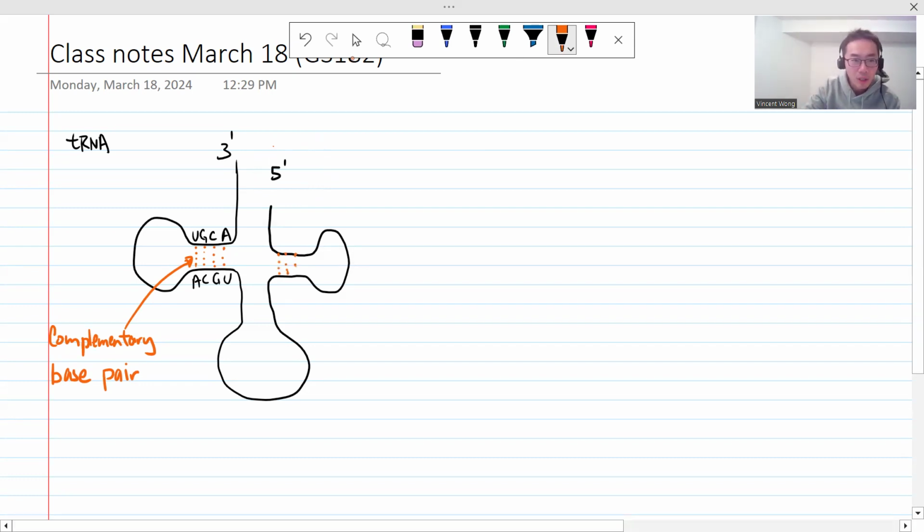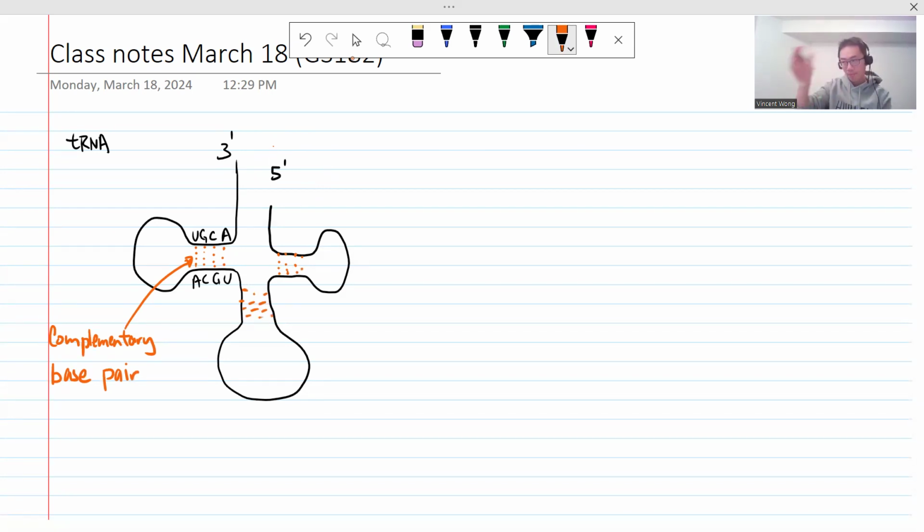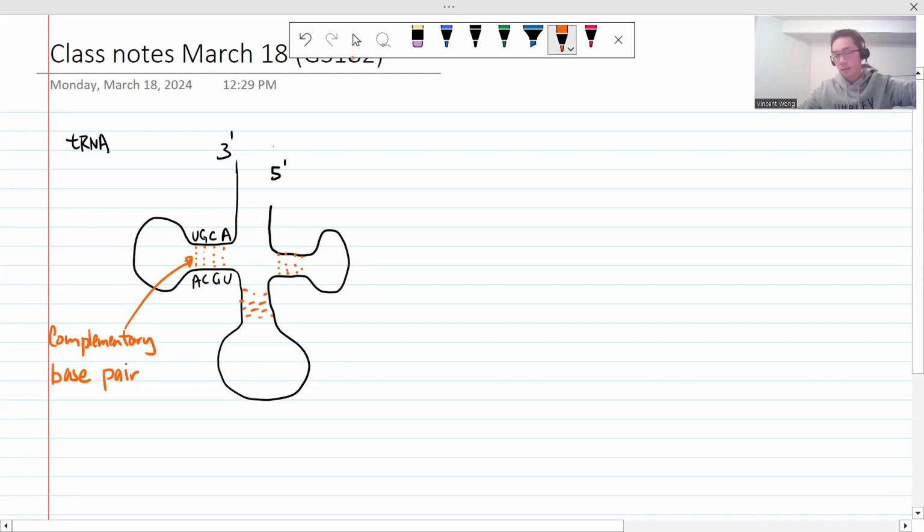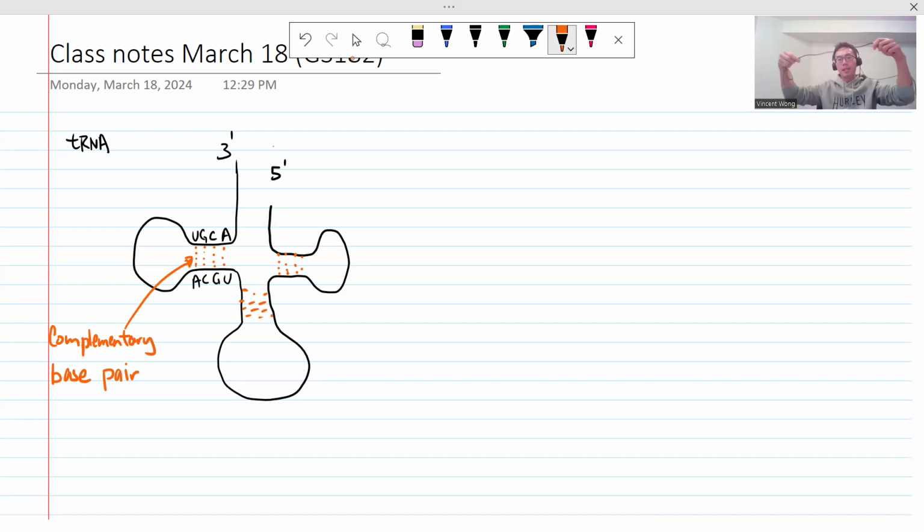Okay, and same thing here. You're gonna have more complementary base pairs within the same strand. But it's just a single strand, okay? But then it's able to loop back on itself and form a loop structure, and then the base pair here happens to be complementary, and it stabilizes it, okay?